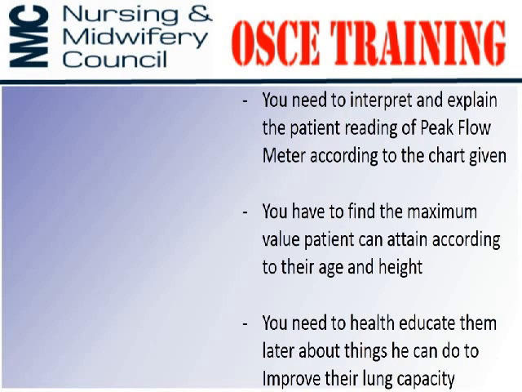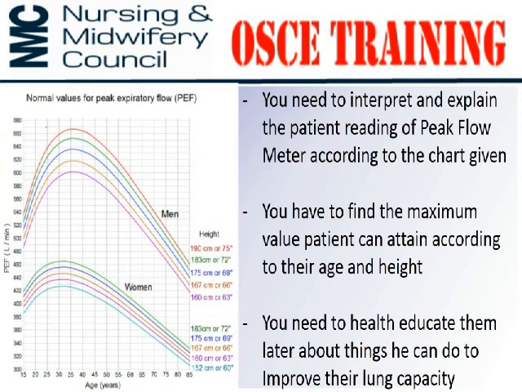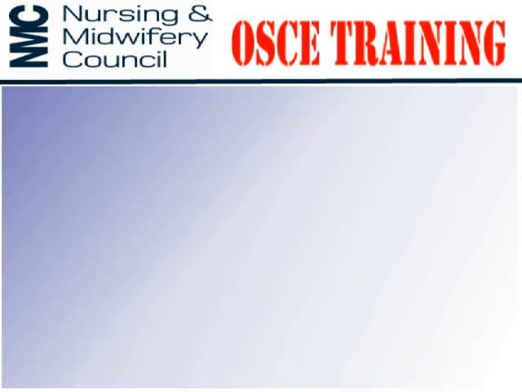You will be having a chart that shows the normal values of peak expiratory flow. Different maximum values for peak expiratory flow in regard to the age and height of the patient will be given. You need to interpret and explain to the patient regarding the reading of the peak flow meter in accordance with the chart given. You have to find the maximum value the patient can attain according to their age and height. You need to health educate them later about things they can do to improve their lung capacity.